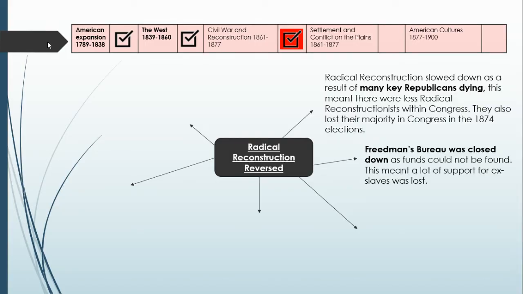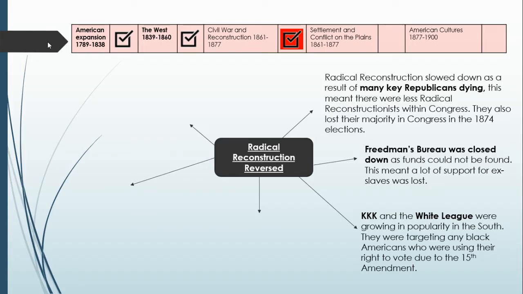The Freedmen's Bureau was closed down as the funds could not be found. So sadly, this organisation that was helping African Americans regain land, have support with education, with healthcare, etc., this is now shut down. So a lot of support for ex-slaves has now been lost.